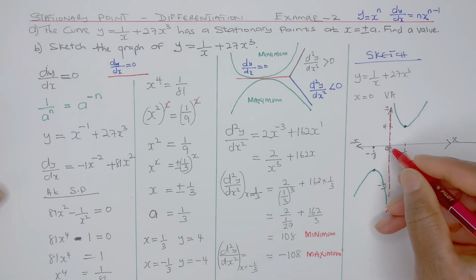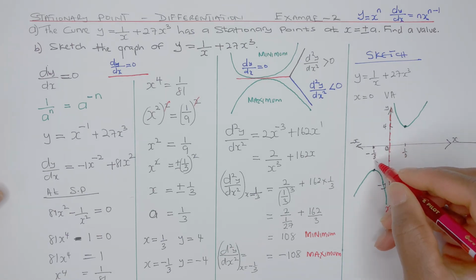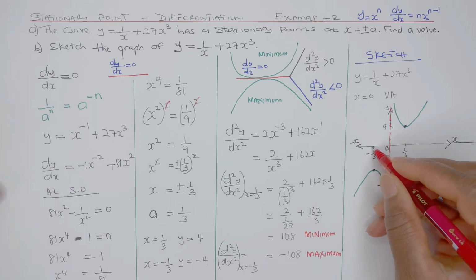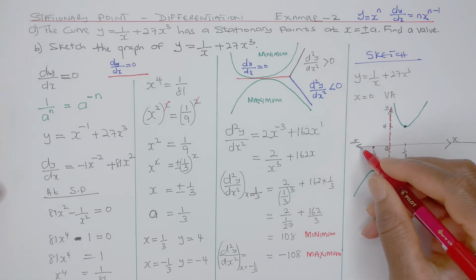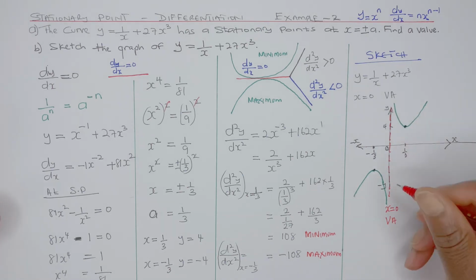Likewise, you can plot some values between 0 and minus 1/3, and even beyond minus 1/3, say minus 1, minus 2, and you get some values here. You can just plot them in, and that's what the curve will look like.